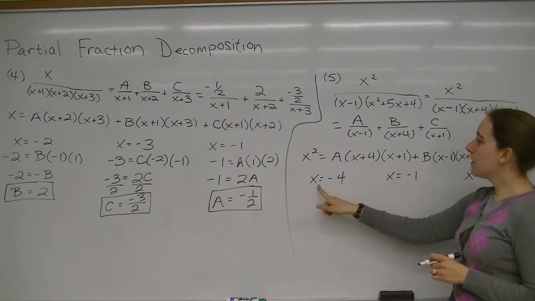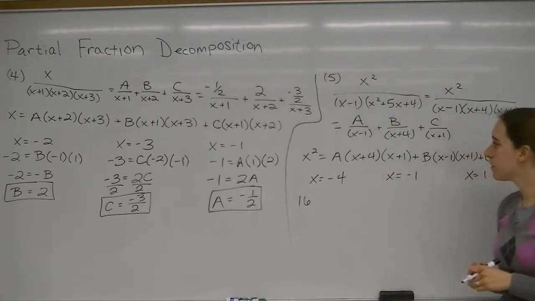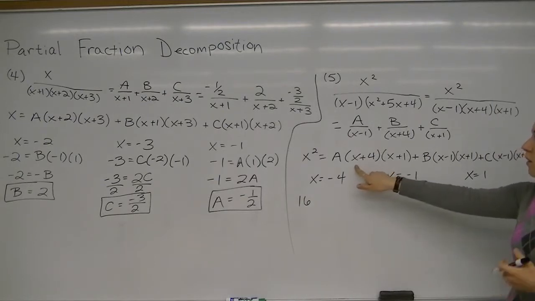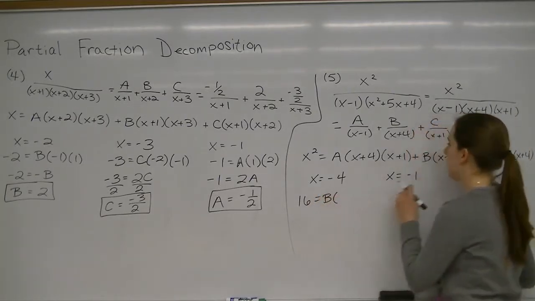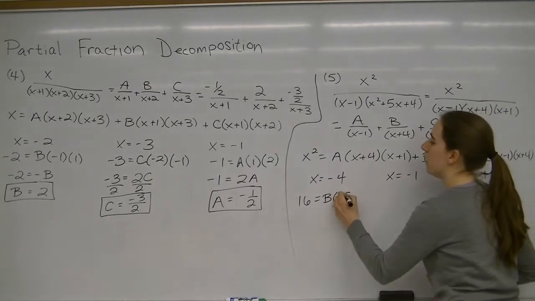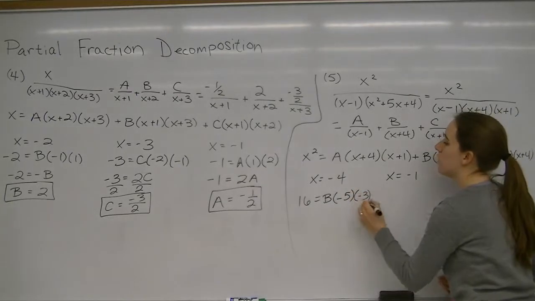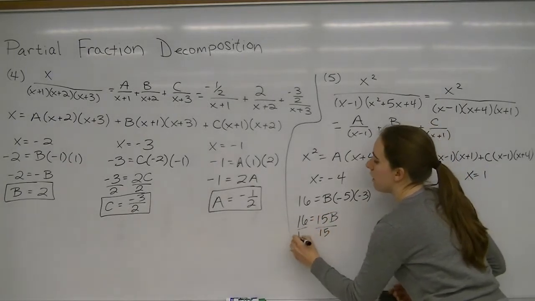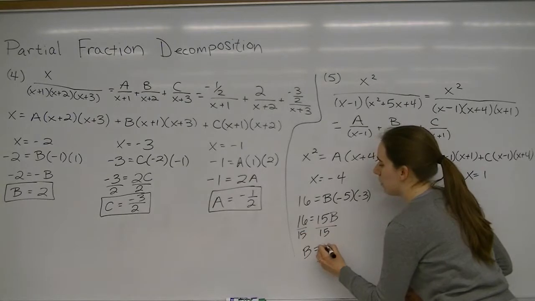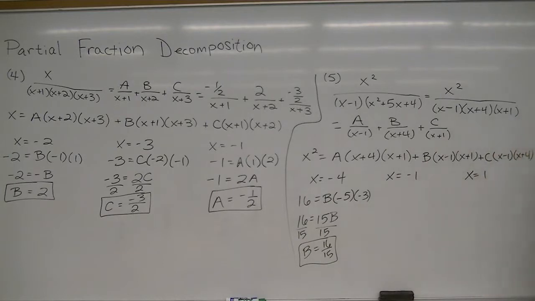So, for x equals -4, my left side is going to be -4 squared, or 16. This piece of this term will be 0, so this term disappears. This term is also going to disappear, because this will be 0. So what I have in the middle is b times -4 minus 4, which is -5, and then -4 plus 1, which is -3. So I get 16 equals 15b. I can divide by 15 on both sides. b is equal to 16 over 15. 1 unknown down, 2 more to go.